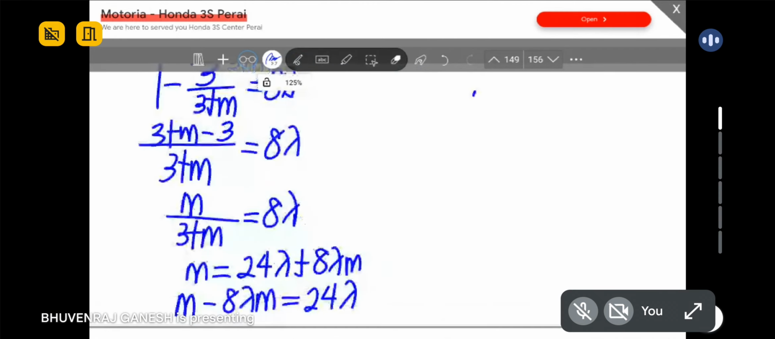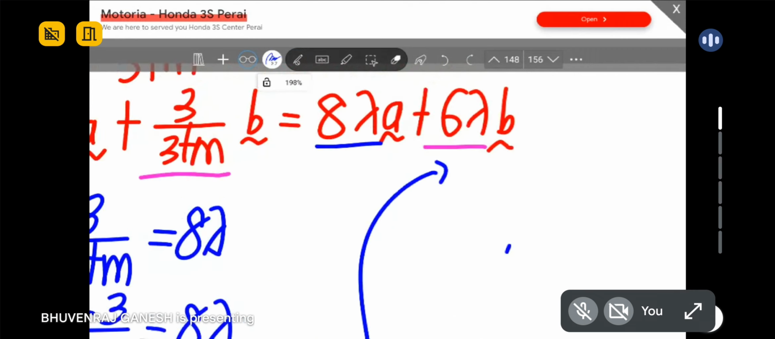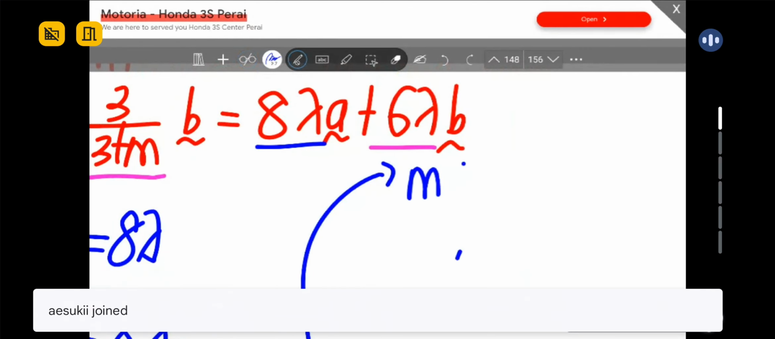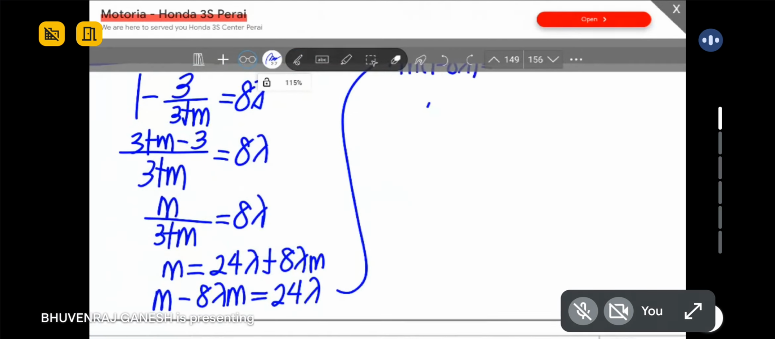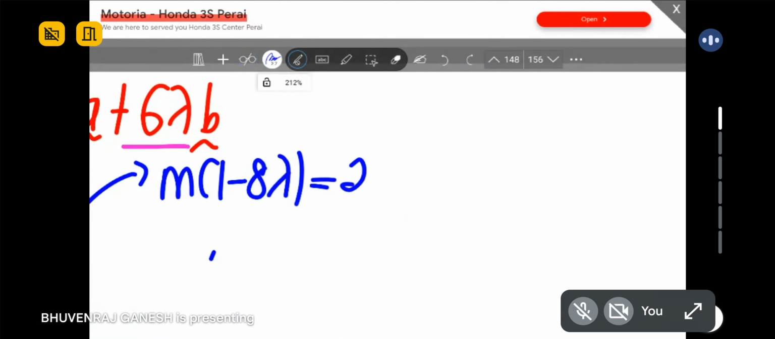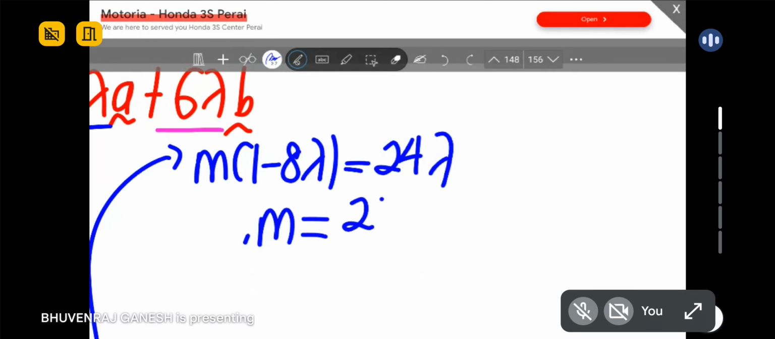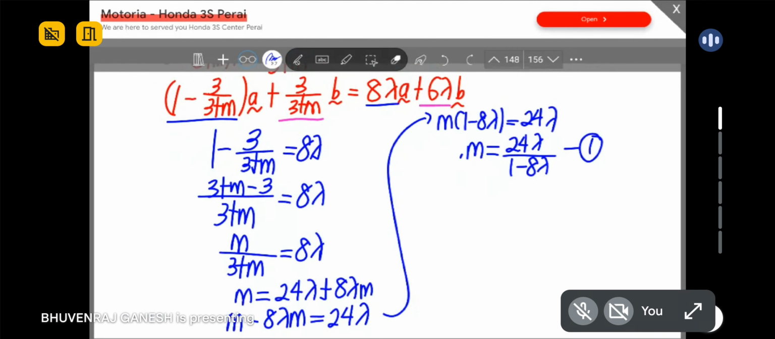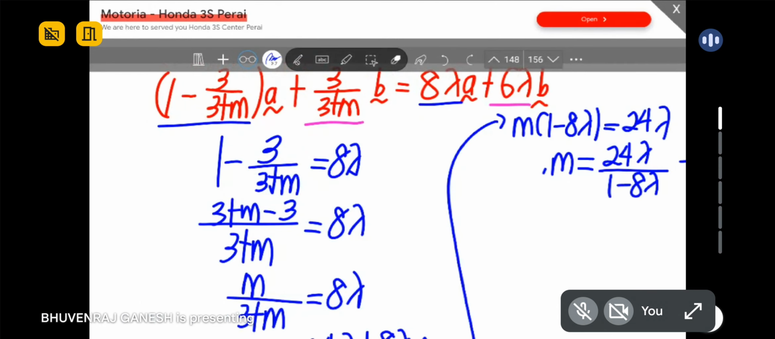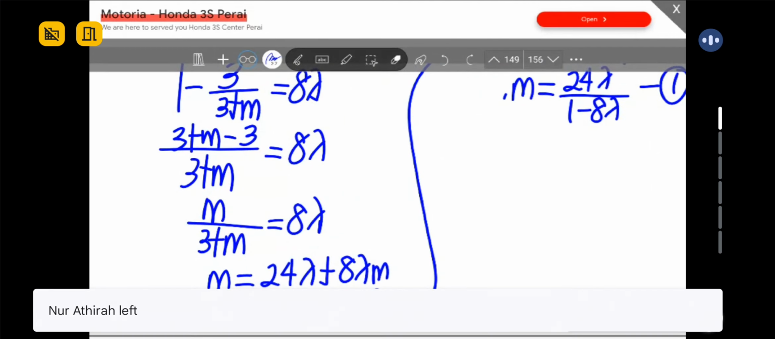I can factorize out m here, right guys? Saya boleh faktorkan dia. So what can I do? You can have m(1 minus 8 lambda) equal to 24 lambda. Yeah, correct. Equal to 24 lambda. Dapat, guys? Do you see the concept I'm doing? So m is 24 lambda over 1 minus 8 lambda. This is my first equation. Persamaan pertama. Dapat? So you guys see the working over here. It is something like that. Alright? Let me check and see. Is it all okay? 24 lambda plus, yeah.